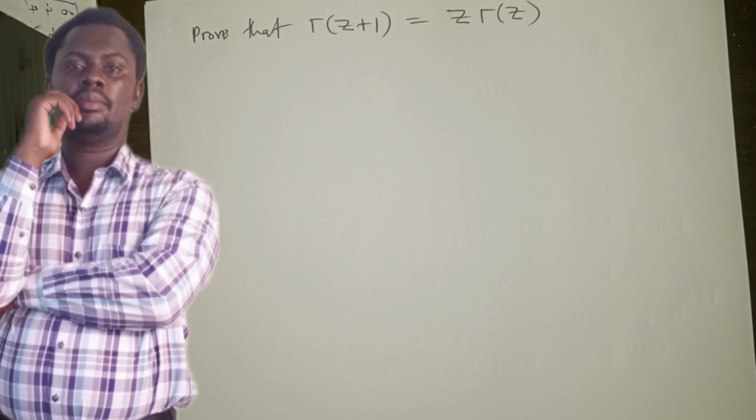Prove that gamma of z plus 1 is equal to z gamma of z.